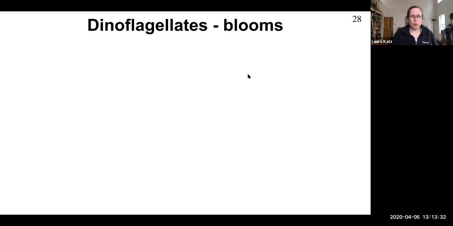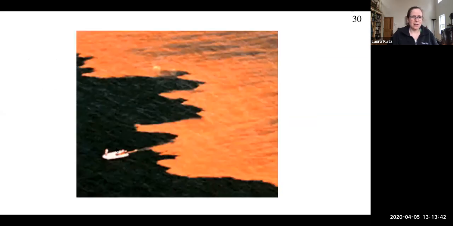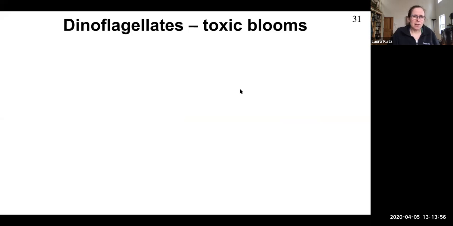So I'm just going to give you an overview of dinoflagellate blooms. I'm going to start with this one, Noctiluca, which I said doesn't have a plastid. But it is bioluminescent, and this is a boat coming out of a Noctiluca bloom. In this case, the dinoflagellate, I suppose it can be harmful just by its densities, but it's not producing any nasties the way the next few examples are. There are many toxic blooms, though.